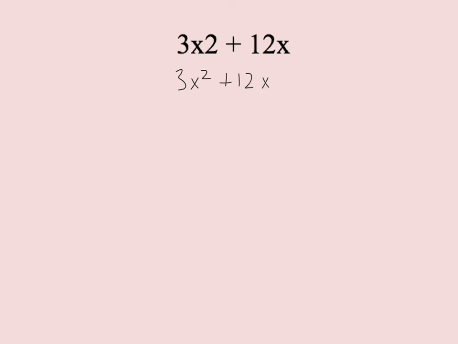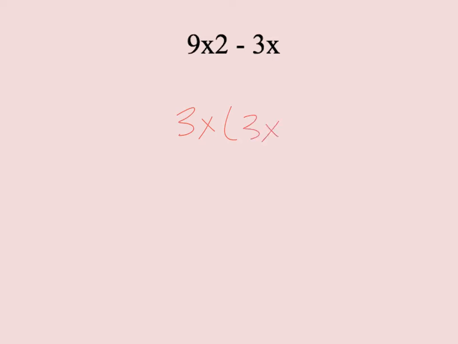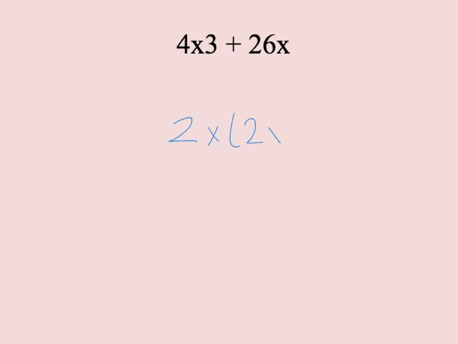First question you should always ask yourself, is there something I can take out? I can take out a 3, I can take out an x, so I would be left with x plus 4, and that would be my final answer. So no trickiness here yet. Ditto on this one, I can take out a 3, I can take out an x, so I'd be left with 3x minus 1. Not tricky yet. Here I can take out a 2 and I can take out an x, leaving me with 2x squared plus 13. I can't factor that any further. So nope, not getting tricky.